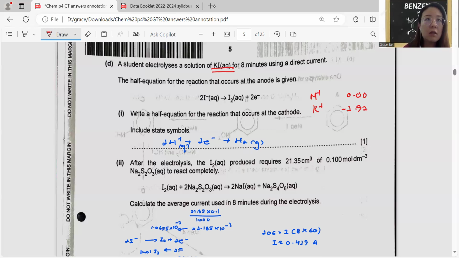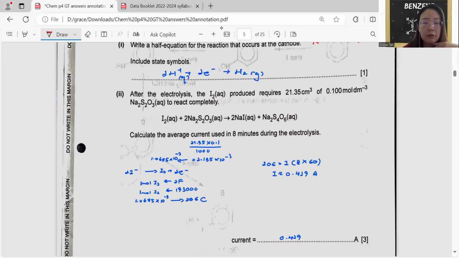It's a very big negative number. So for the discharge of cation, we will pick the more positive E value, which is 0.00. As in 0.00, that is the one that will be discharged, all right? Because 0.00 is more positive. So you will liberate hydrogen gas instead, not potassium metal.